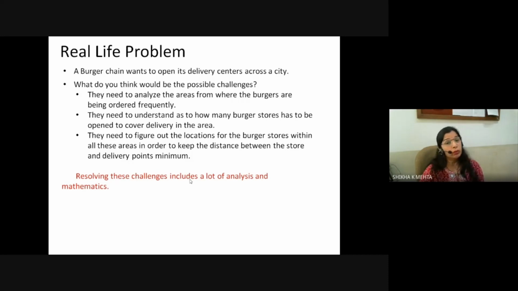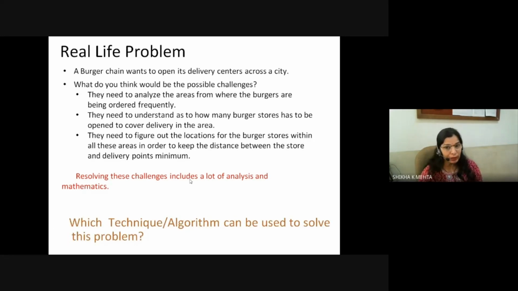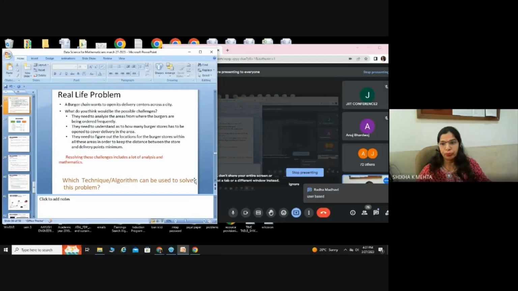for resolving these challenges, we require a lot of analysis and mathematics. Now, according to you, which particular algorithm or technique can be used to solve this problem? The problem is the burger chain wants to open its delivery centers across the city. So in which particular area should the particular center be opened? Anybody who can understand this? Anyone?